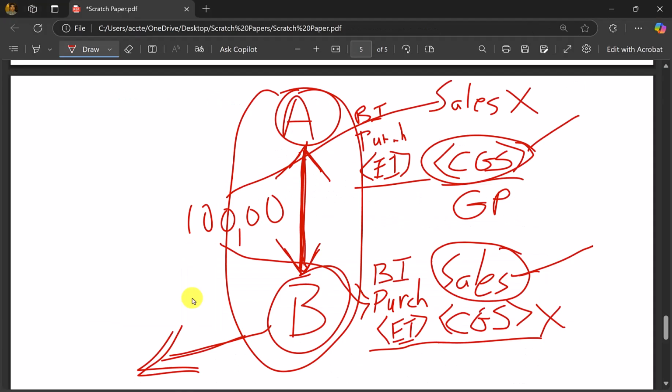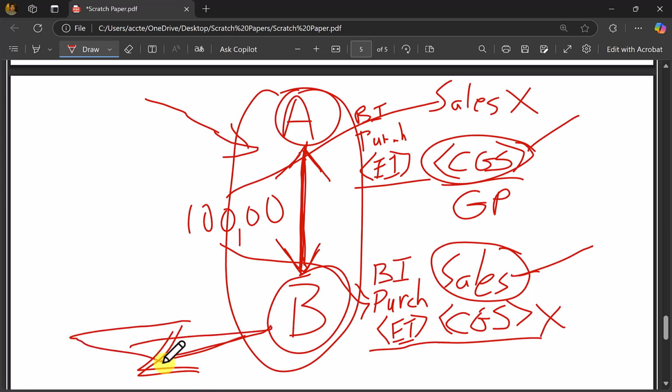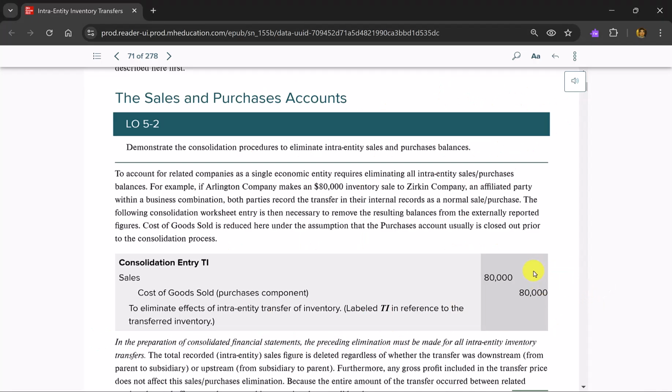Again, let me go back here. This is the cost coming in to the parent, and that's the cost of goods sold included here. And here, when we sell to the outside of the consolidated group, we're keeping this sale over here. So we're eliminating this sale. We're eliminating really the purchases by reducing the sub's cost of goods sold. And that's what this journal entry is doing over here.